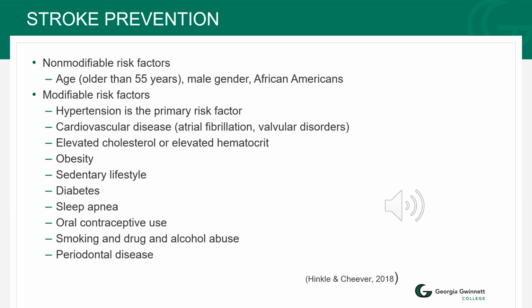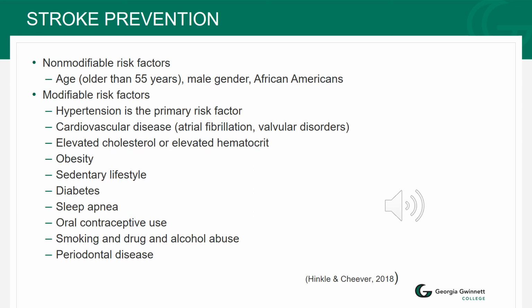Elevated hematocrit makes the blood thicker, so that, again, the blood's not flowing normally, can cause a stroke. Obesity, sedentary lifestyle, these are all non-modifiable risk factors. Diabetes, especially individuals who don't have their glucose regulated well, they can be at more risk for a stroke.